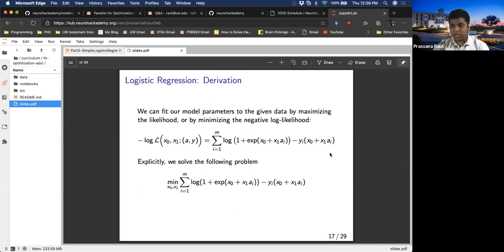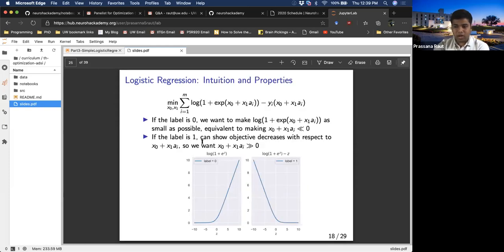So now we have an optimization problem where we are maximizing the likelihood of the observed data under our model. Alternatively, we can take the negative logarithm and convert it into a minimization problem. Now let's look at one of the terms in this big summation. Call this x0 plus x1 a_i term as z. When the label of that data point is 0, we would want z to be very much negative to get the minimum, whereas if the label was 1, we would want it to be very much positive. The optimal coefficients will be such that they will make the overall summation as small as possible.